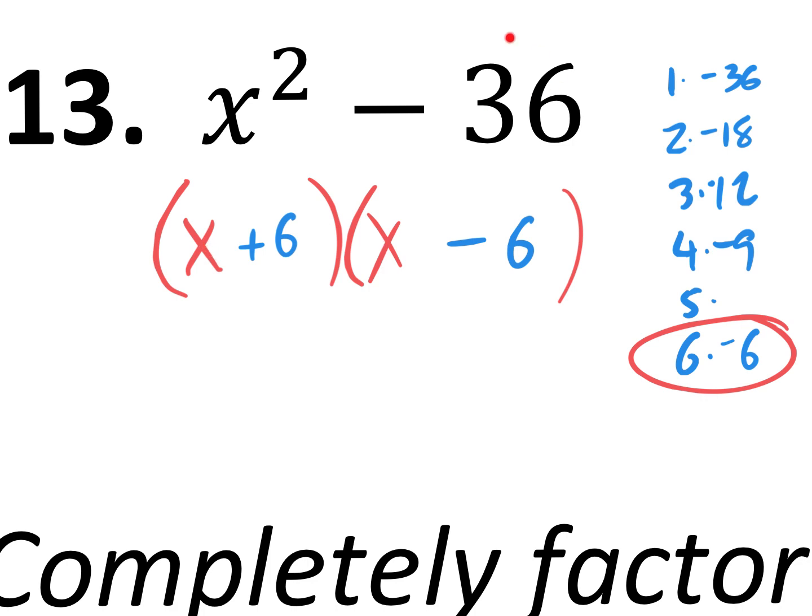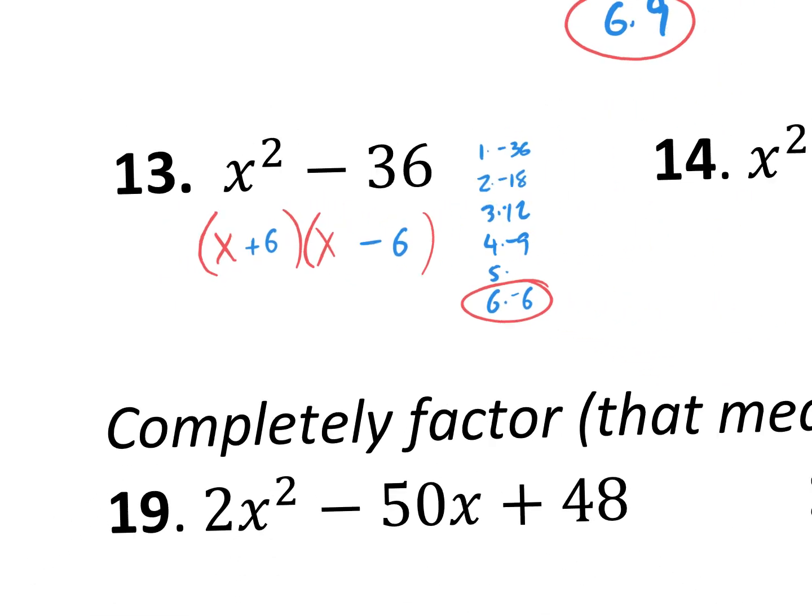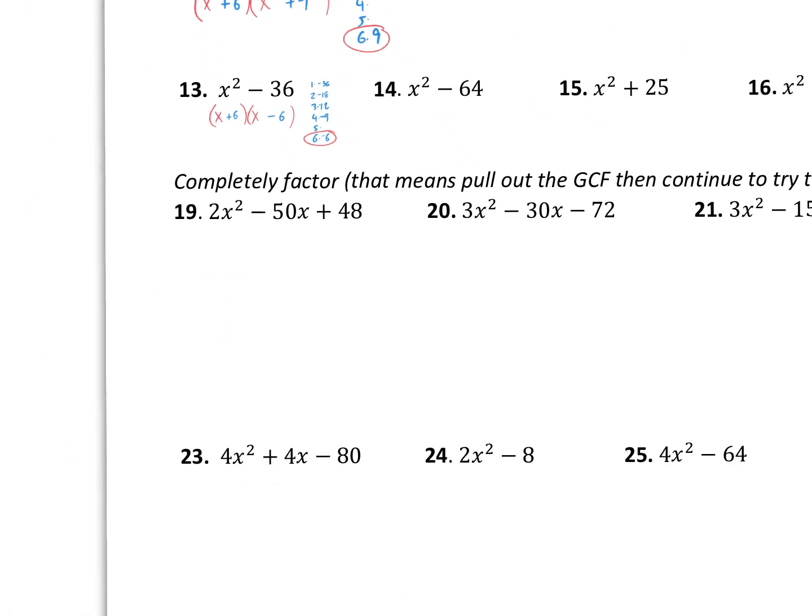And then you could think, what times what is negative 36, that if you combine together is the middle value, which is nothing. And that would clearly be a positive 6 times a negative 6. When you combine those, it does eliminate the middle value. Anyway, so we could practice there. And then we have this other section.